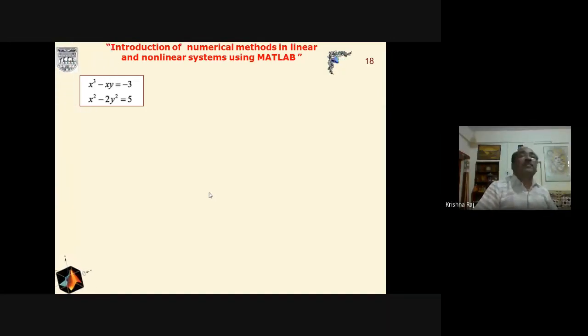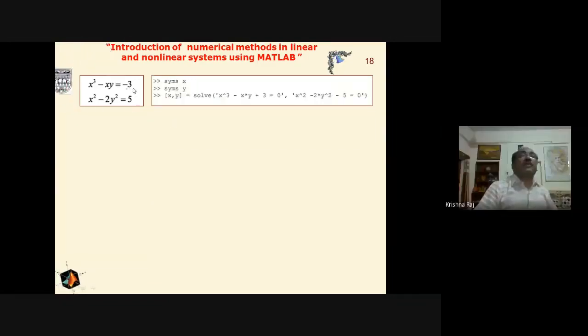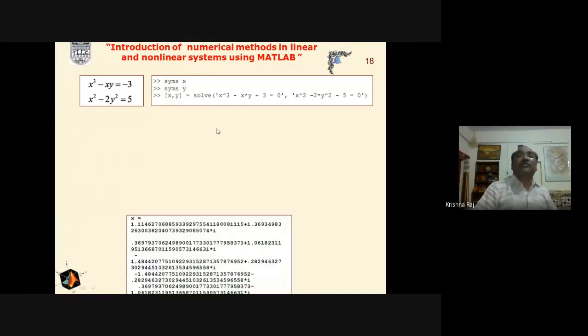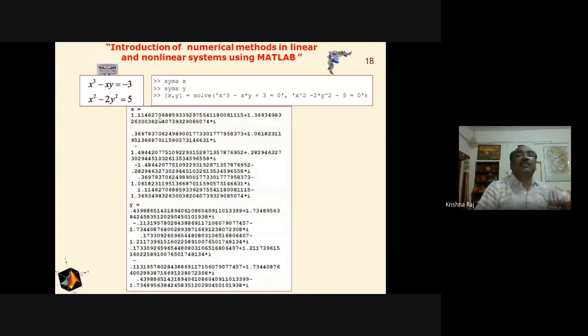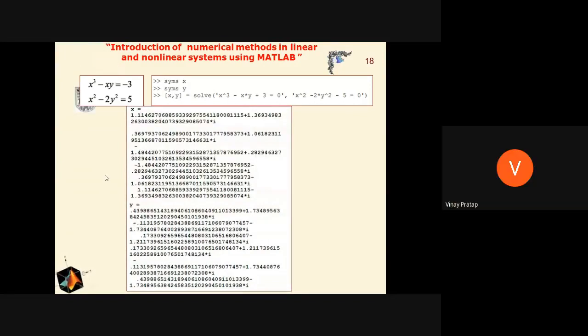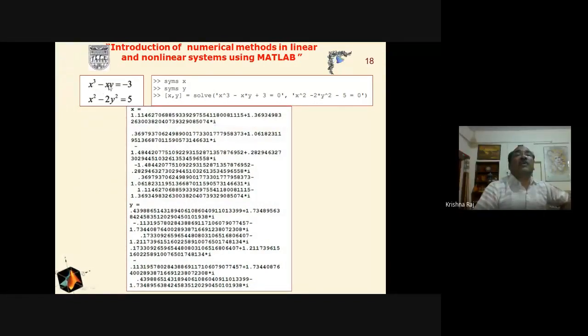Now if the equation is something like this, x cubed minus xy is equal to minus 3, and this one, then again we have to describe the x and y, and we will solve and get the result. Now see the result here for the x and y. Here we have just increased the complexity of the non-linearity. It is a non-linear but static system. It is not a dynamic system. We are just increasing the power of the parameters, but again it is non-linear, but it has no memory.